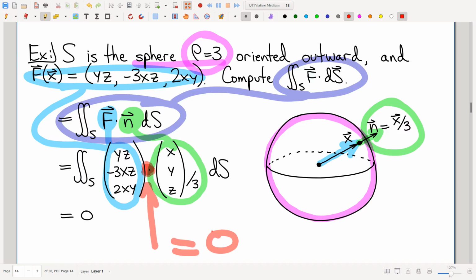Yes? Yes, I'm sorry, but could you please repeat why it's 0? Yeah, you just multiply it out. This times that plus this times that plus that times that, it just adds up to 0. Oh, okay. Yep. Just the algebra.